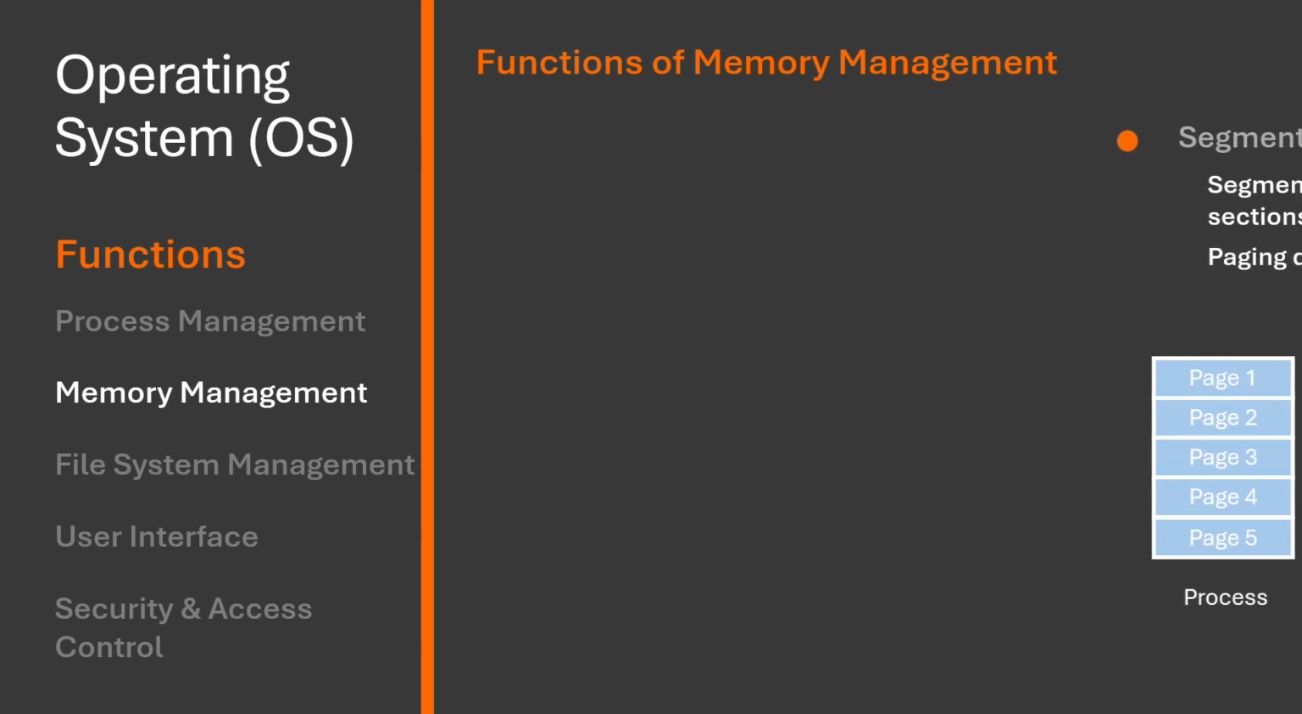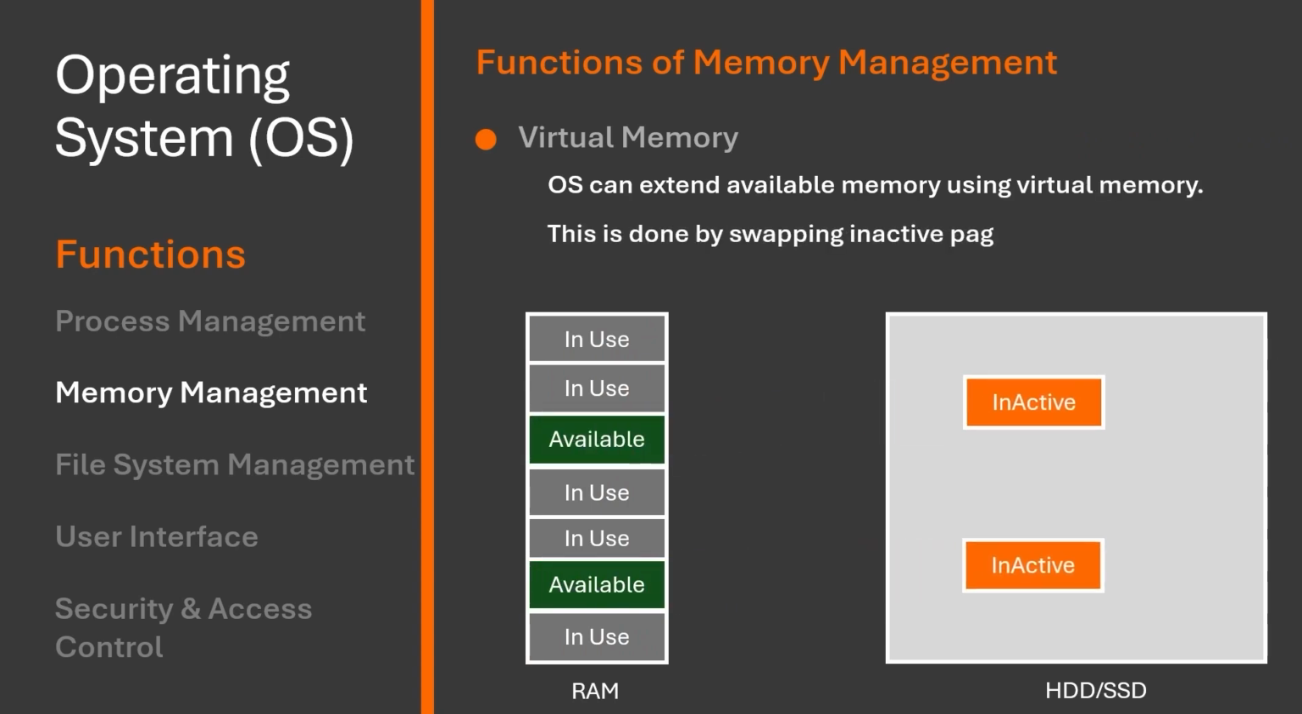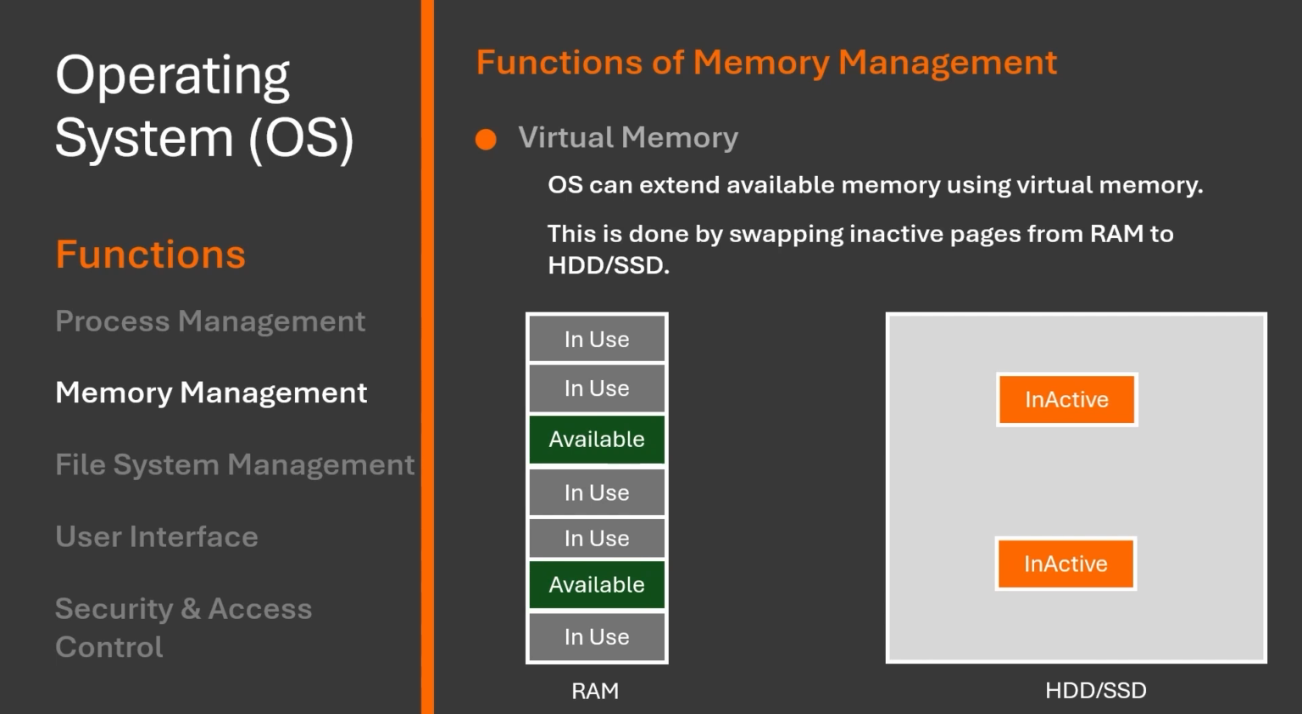Let's move on to virtual memory. When physical RAM is insufficient, the operating system extends available memory using virtual memory. It achieves this by swapping inactive memory pages from RAM to secondary storage, freeing up space for active processes. And when needed again, these pages can be loaded back into RAM.